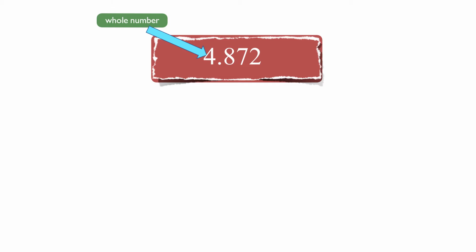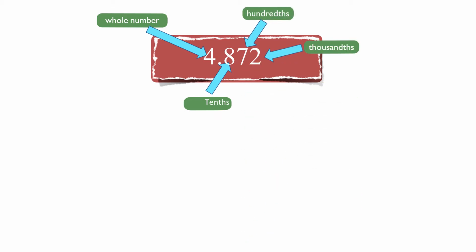The first digit here, which is 4, is before the decimal point, on the left of the decimal point. This is the whole part, or the whole number. The digits on the right of the decimal point start from tenths, then hundredths, then thousandths, and so on. So the place value of 8 is tenths, the place value of 7 is hundredths, and the place value of 2 is thousandths.